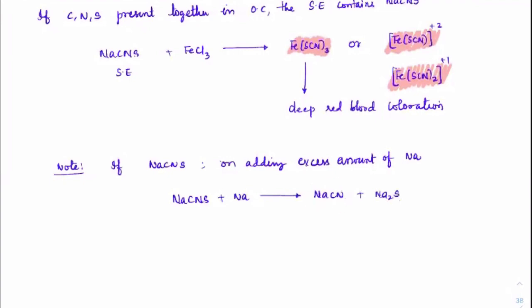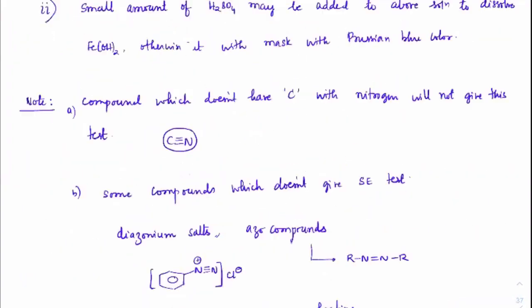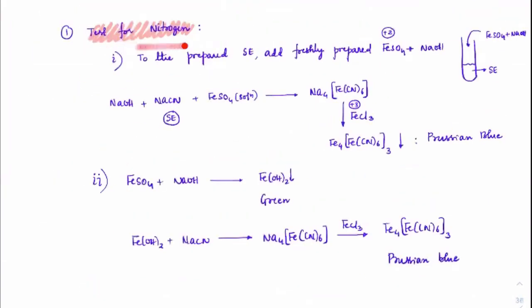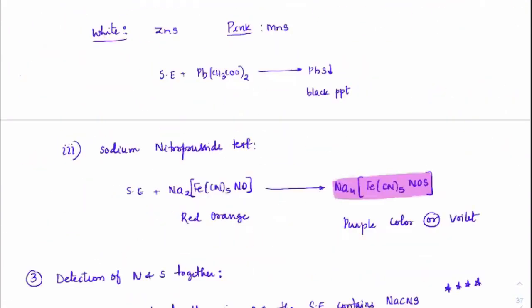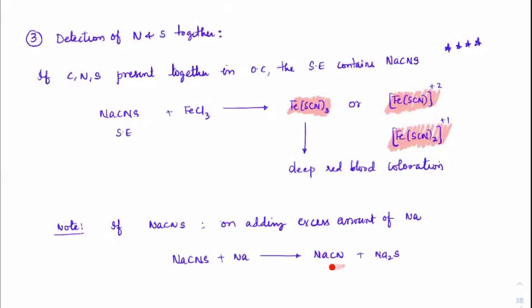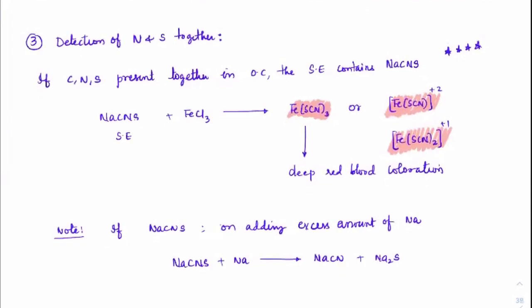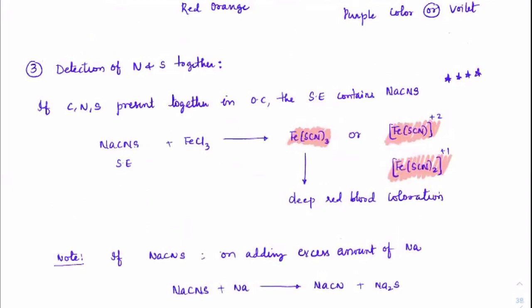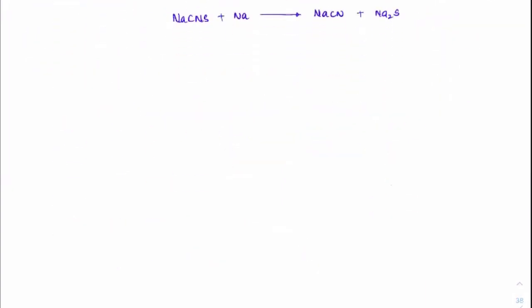Now I can use the above two tests. I can use this sodium test for nitrogen, which is the Prussian blue color formation, or I can use this violet coloration. I will do both these tests and confirm that this solution has the presence of cyanide and also sulfide, which means this organic compound has both nitrogen as well as sulfur. So this is the detection of nitrogen and sulfur together. I guess all of you understood that. Any doubts so far?